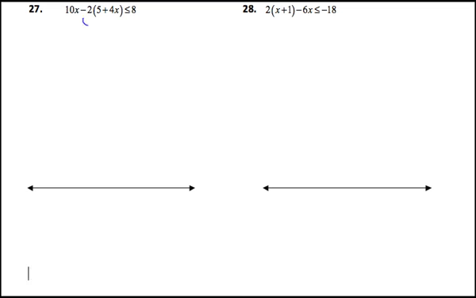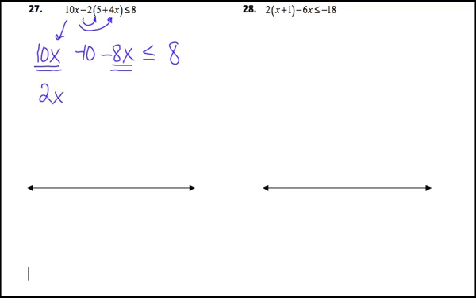Basically, you take this negative 2 times this 5 and get a minus 10, and this negative 2 times a 4x and get a minus 8x, and then just don't forget to bring this 10x down. That's commonly the dilemma, and then less than or equal to 8. So again, we're solving this inequality, so we're going to collect our like terms on the left side. 10x minus 8x is 2x minus the 10. And then we've got to get the x term alone by adding 10 to both sides.